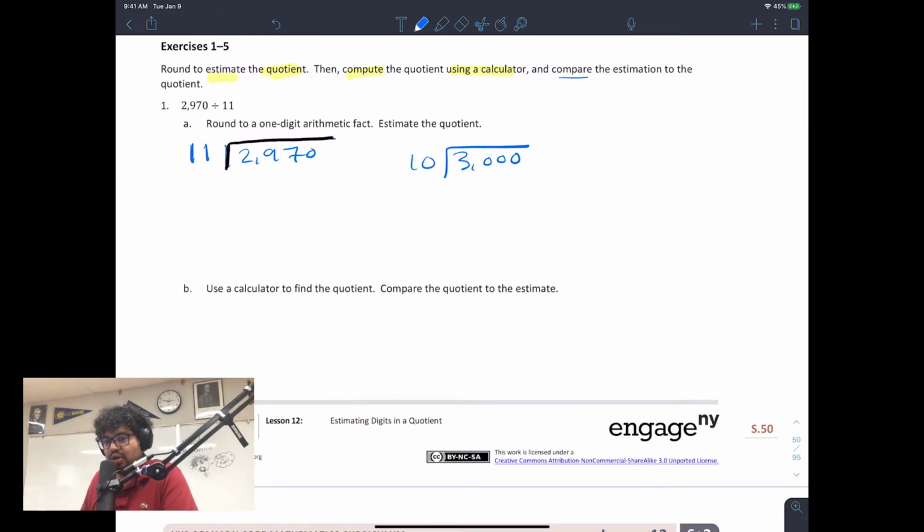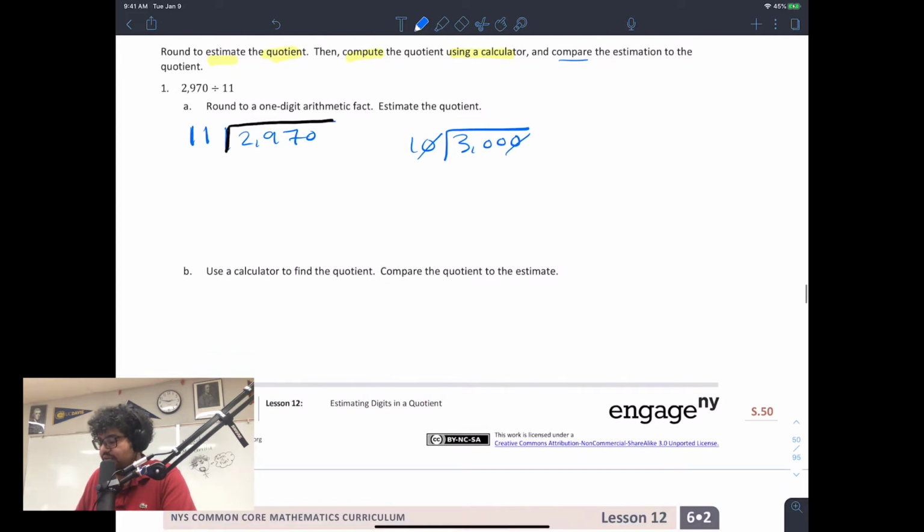Now we are going to go ahead and eliminate one of the zeros. We're going to eliminate the 0 on the outside and the 0 on the inside. Now I have 300 divided by 1. How many times can I fit this 1 into this 300? Well, the answer is 300. So I can fit it 300 times. 300 times 1, take away 300, and you get a remainder of 0.